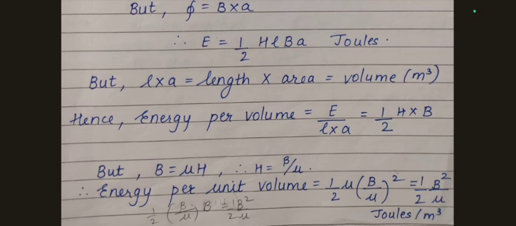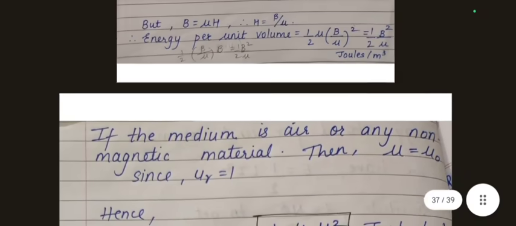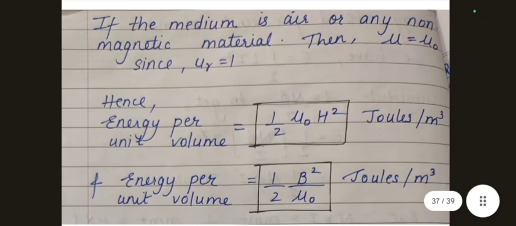Now from here, as H is equal to B by mu, substitute this in the energy formula. You will get energy per unit volume as 1 by 2 mu, and H is B upon mu, the whole square. So you will get 1 by 2 B square by mu joules per meter cube. This is your energy per unit volume. Till this point you are correct, and if you have to go ahead, these two formulas are also important.